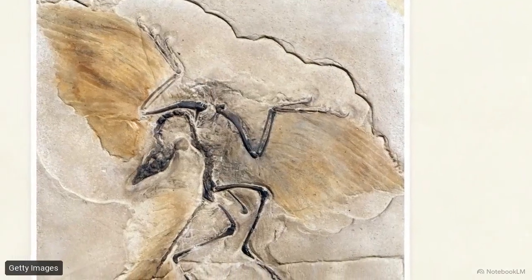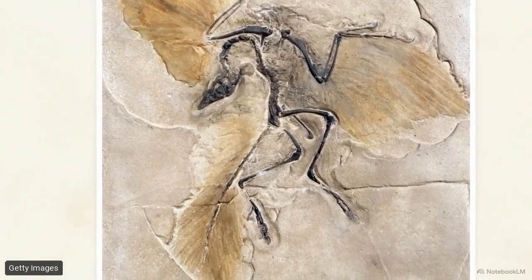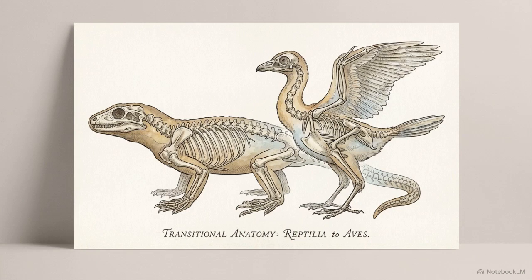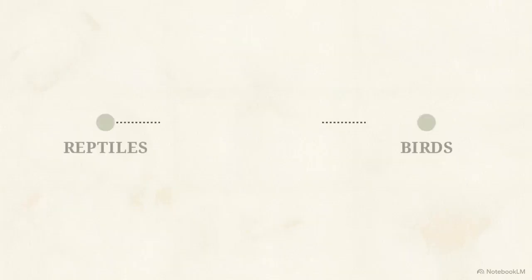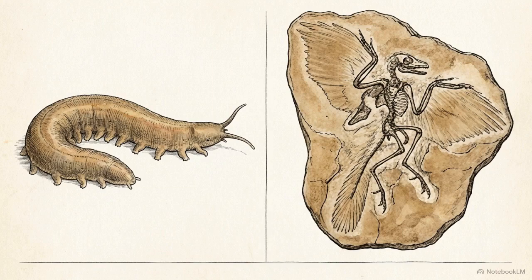Observe this fossil. It has the feathers and beak of a bird, but look at the tail and teeth. Those are reptilian traits. By observing these features, we can see how one class of animals transitioned into another. This is Archaeopteryx. Because it is extinct, we categorize it as a missing link. It proves that modern birds evolved from reptilian ancestors. These bridge organisms, whether living or fossilized, are direct evidence that distinct classes of life share a developmental history.